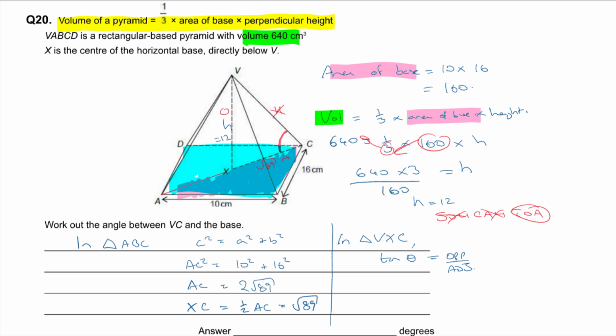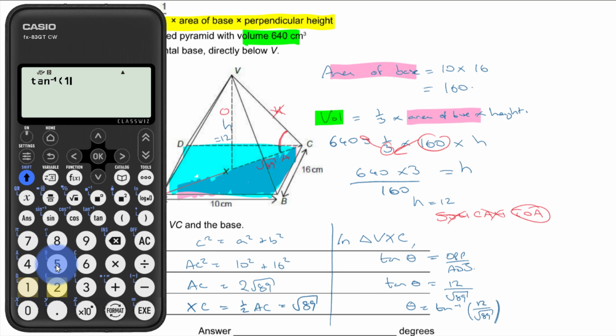So tan theta is equal to 12, which is the opposite, over the root of 89, which is the adjacent. So then what I want is theta, though. I don't want tan theta, so I'm going to do theta is equal to the inverse tangent of 12 over the root of 89. So what's that?